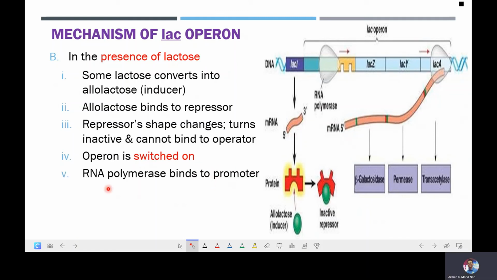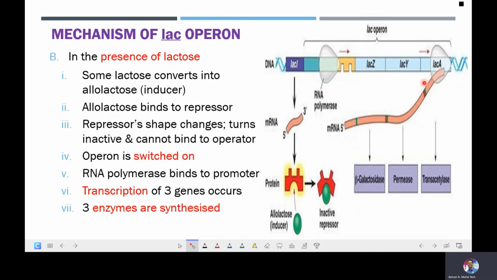As a result, the RNA polymerase will be able to bind to the promoter, and transcription of the three genes will occur, meaning that the LacZ gene, the LacY gene, and also the LacA gene will be transcribed, and this will produce one single mRNA strand, because the three genes are transcribed as one single unit.